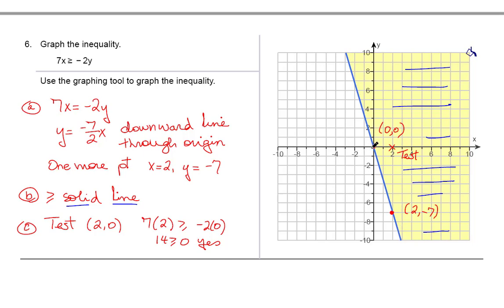Now, what about my test point? I usually pick the origin. Well, I can't because that lives on the line. So I'm going to pick this one, 2, 0. I know it's on one side. Let's see. 7 times 2 is 14. Is that greater than or equal to 0? Yes. So therefore, I would shade that side.